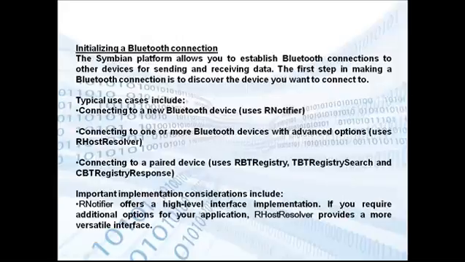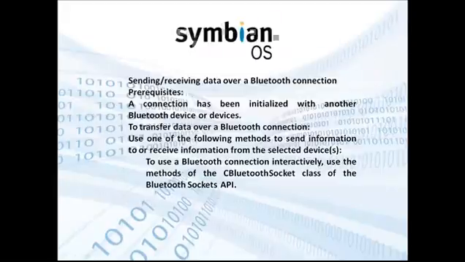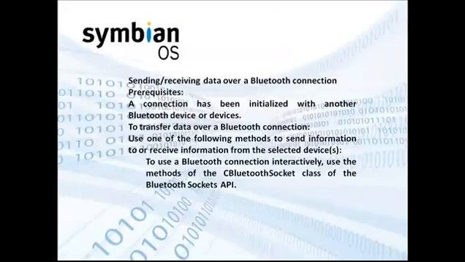Sending and receiving data over a Bluetooth connection. Prerequisites: a connection has been initialized with another Bluetooth device or devices. To transfer data over a Bluetooth connection, use one of the following methods to send information to or receive information from the selected devices. To use a Bluetooth connection interactively, use the methods of the CBluetoothSocket class of the Bluetooth Sockets API.